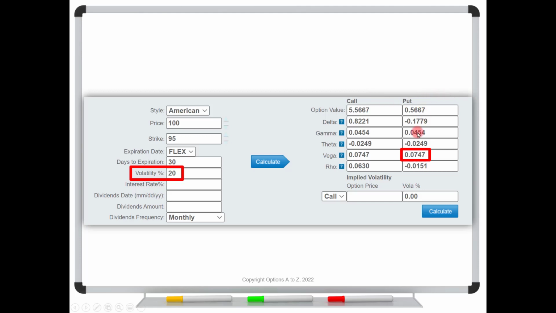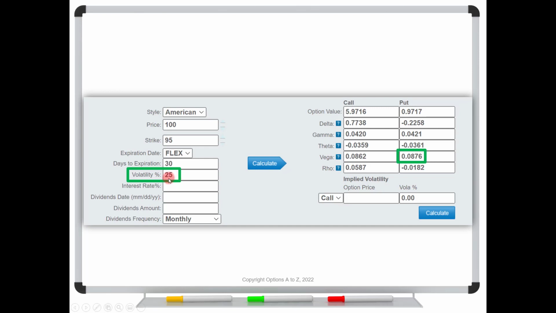So for this put, it tells us that our Vega here is 0.0747. So what we're going to do now is to increase this by 5 ticks. We're going to take it up to a volatility of 25%, all else being equal, and the Vega has now increased to 0.0876. That's an increase of 17.3%. So a fairly small bump in volatility causes the put's Vega to accelerate very rapidly.